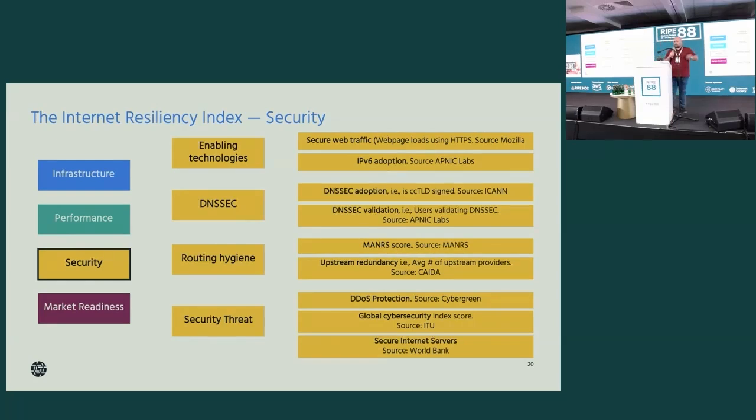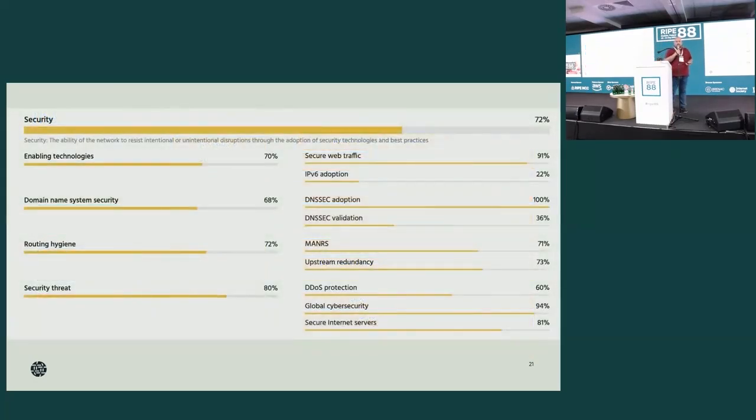And this produces something like this for Poland. So you can easily see that, well, there's an issue. There's no issue with the DNSSEC adoption, but there is an issue with DNSSEC validation. There is an issue with IPv6 adoption. Fix these and, well, the score will fix itself very well.